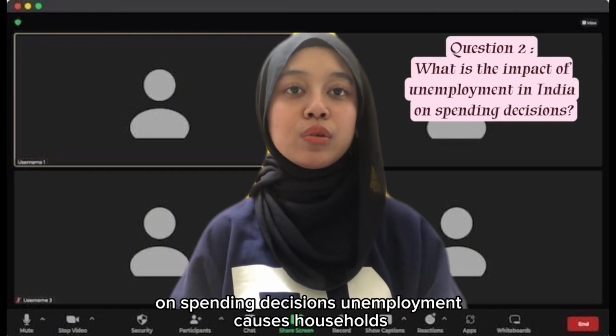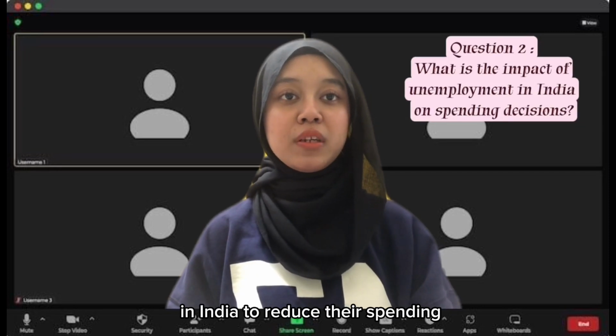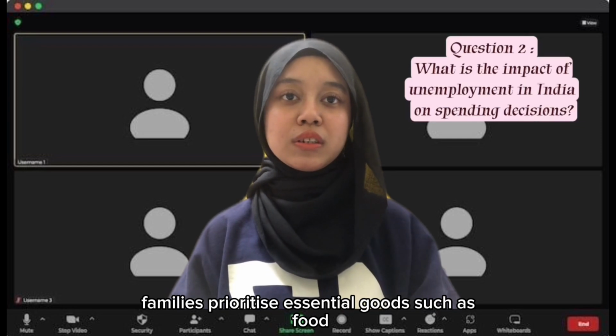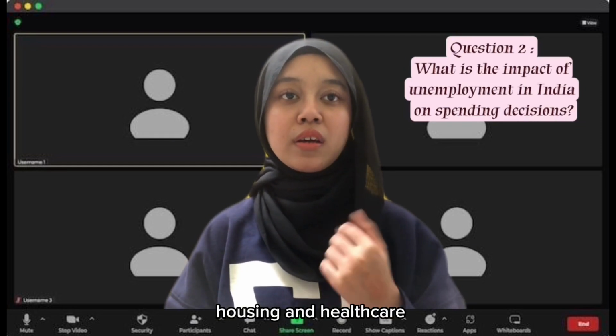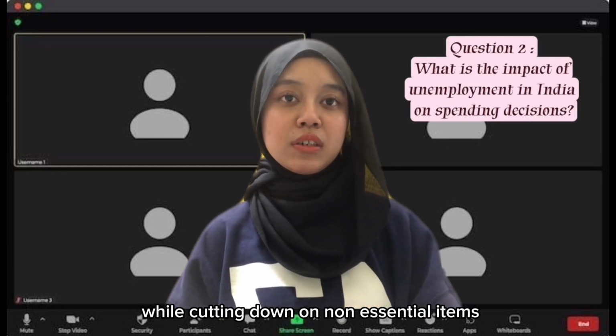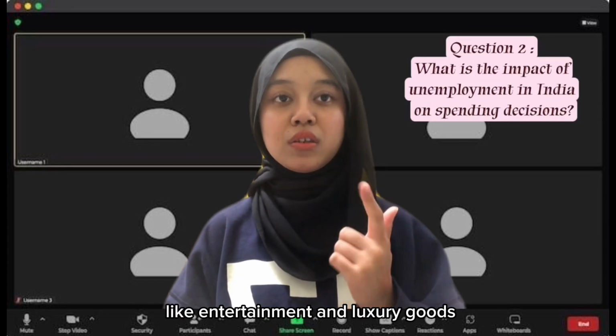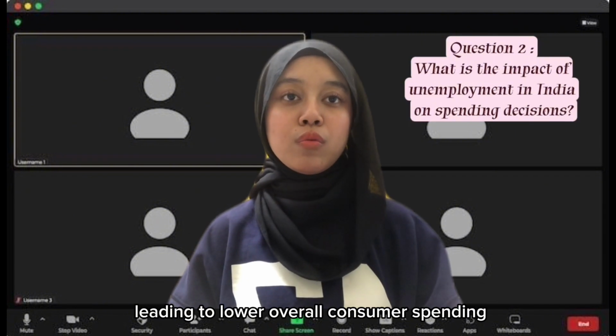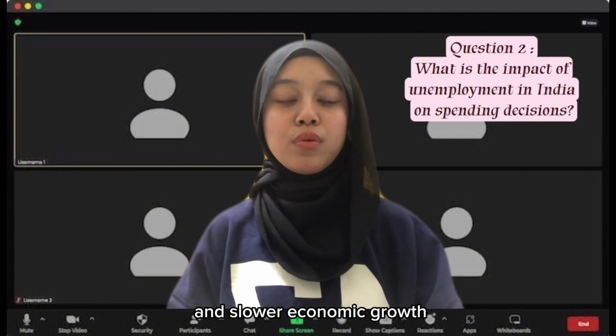Unemployment causes households in India to reduce their spending due to lower income. Families prioritize essential goods such as food, housing, and healthcare, while cutting down on non-essential items like entertainment and luxury goods. Major purchases are often postponed, leading to lower overall consumer spending and slower economic growth.